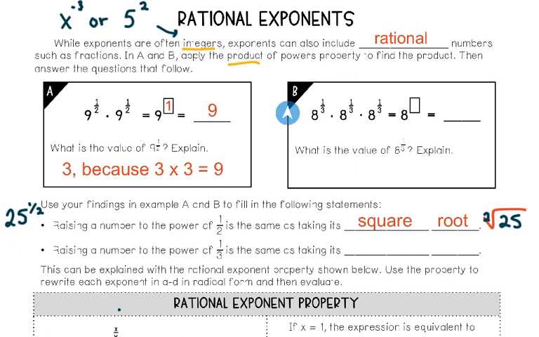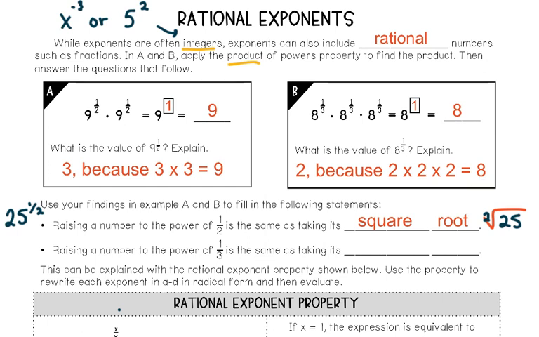Let's look at B and see if we can figure out what happens when you take something to the power of a third. Start by using the product rule. Let's figure out what goes in this box. Since these are all the same base and they're all being multiplied, I can add their exponents. All that adds up to be 1. 8 to the power of 1 is the same thing as 8. What does that mean about the value of 8 to the power of 1/3? 8 to the power of a third is 2, because 2 is the number that multiplies by itself 3 times to make 8.